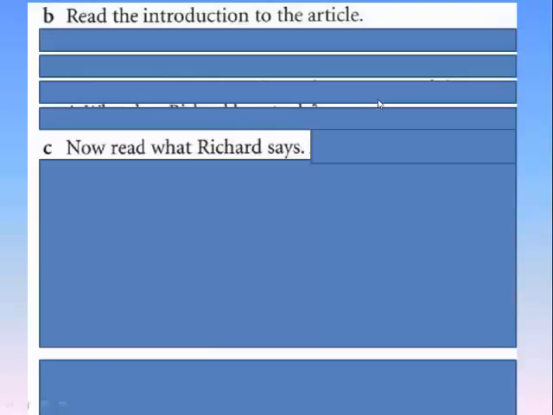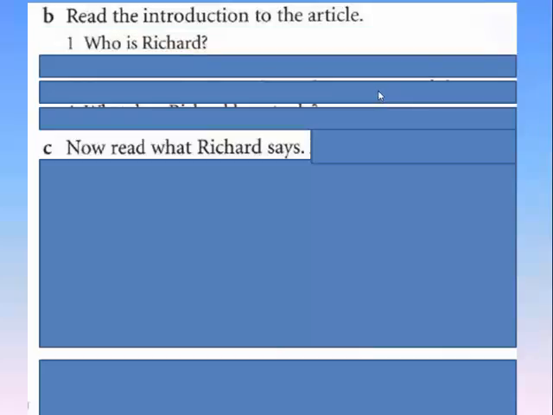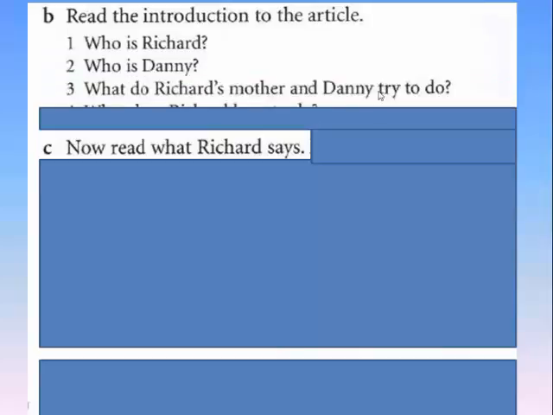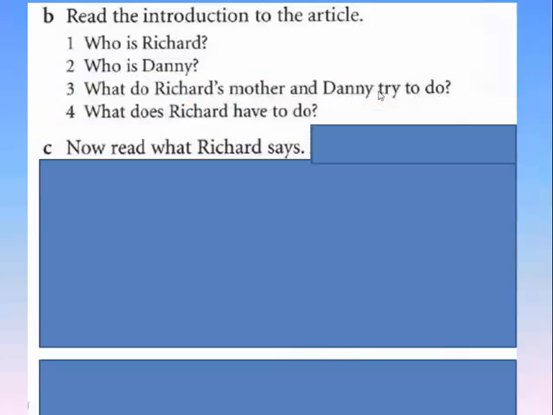Well, to be able to answer this question, we are going to read the text. First, we will read the introduction to the article, and afterwards, I will ask you, who is Richard? Who is Danny? What do Richard's mother and Danny try to do? And what does Richard have to do?